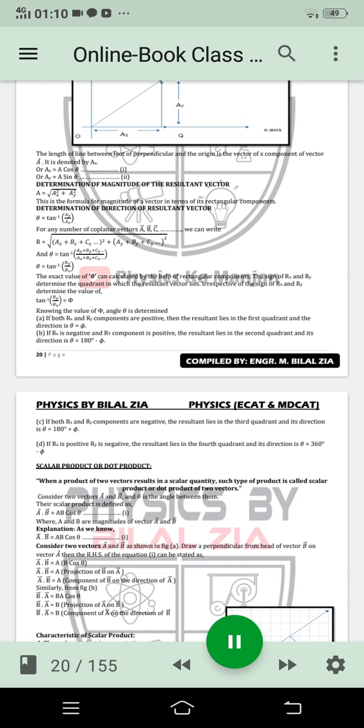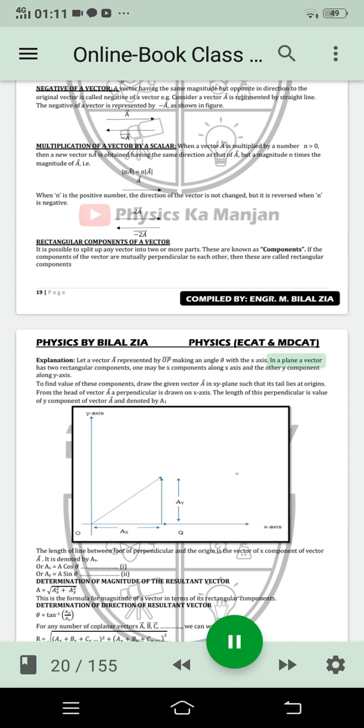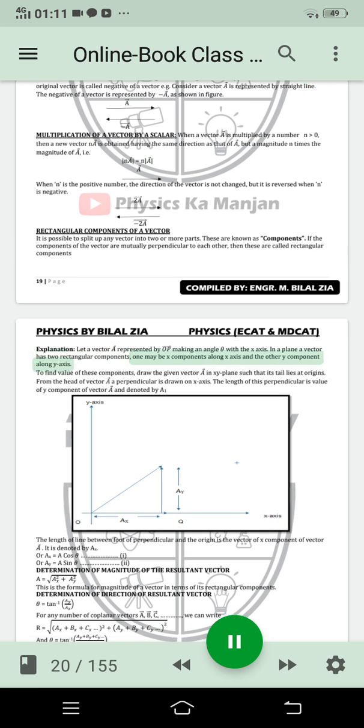Explanation. Let a vector A be represented by OP, making an angle theta with the x-axis. In a plane, a vector has two rectangular components. One is the x component along the x-axis and the other is the y component along the y-axis.